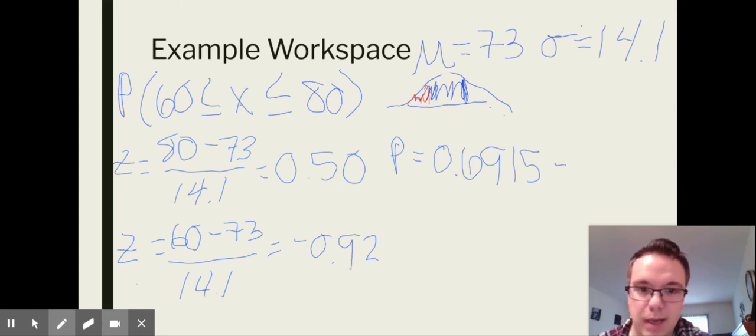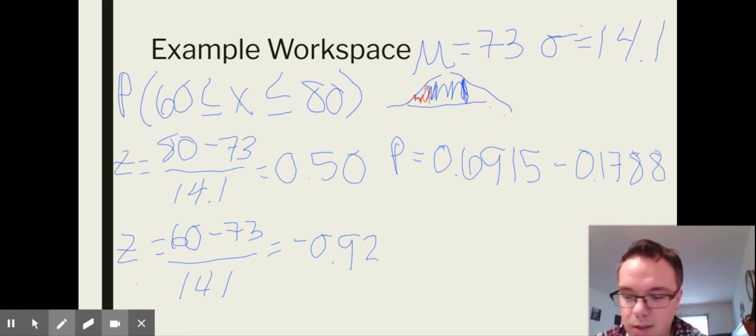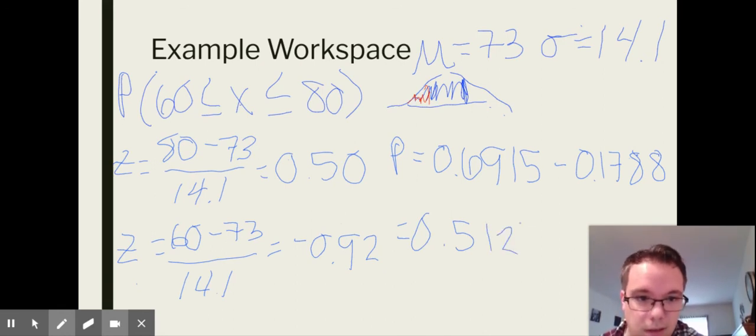So if I go to my table and I find my probability for negative 0.92, that is 0.1788. All right. So if I actually do my subtraction there, the probability of being between 60 and 80 seals is 0.5127, so a little over 51%.